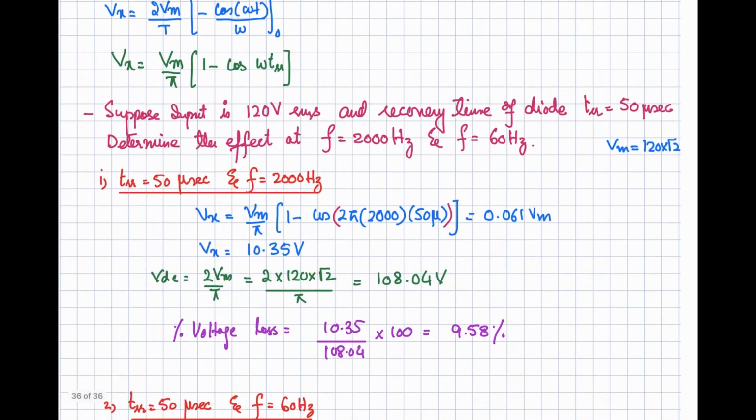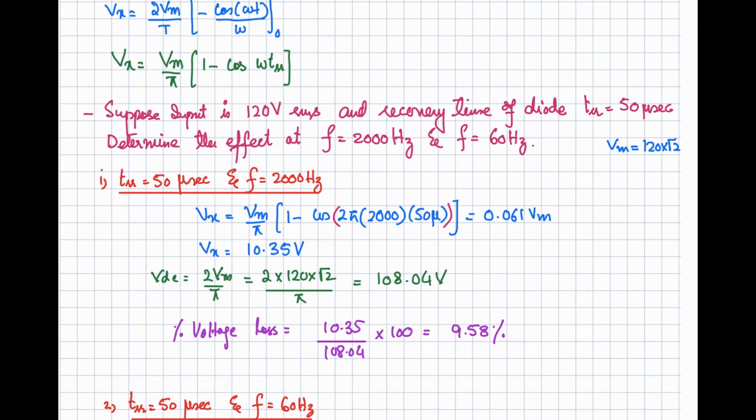So first, let's take the 2000 Hz frequency. Using this expression, the voltage loss can be calculated, and that will be equal to 0.061 into Vm. Here 2 pi f is omega, and multiplying it with TRR, you get this term, and simplifying in terms of Vm, you get 0.061 Vm as the voltage loss. Using the given values, 120 volt RMS multiplied by root 2 to get the peak value, you get 10.35 volt as the voltage loss.